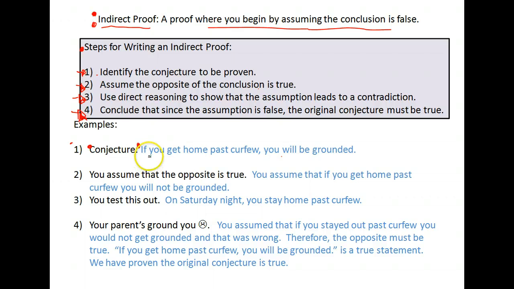So again, starting from the top. The conjecture we're trying to prove was that if you got home past curfew, you would be grounded. So we started by assuming that's not the case. You said, well, if I get home past curfew, I won't be grounded. You stayed out one night past curfew and you got grounded. Which proves your guess in step 2, the opposite, was not the case. You did get grounded. So that brings it back to, that proves that if you get home past curfew, you will get grounded.